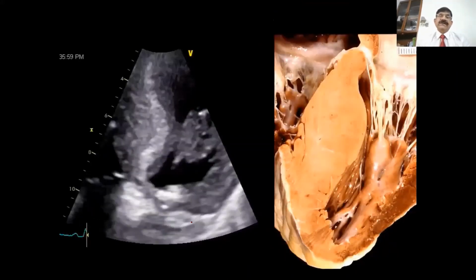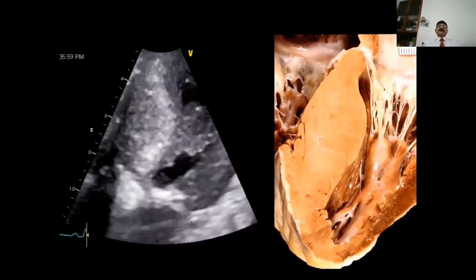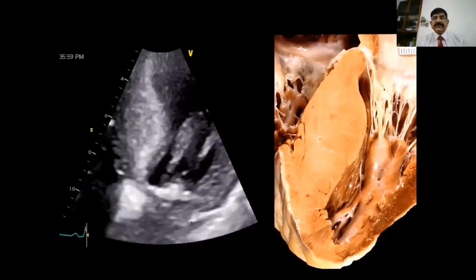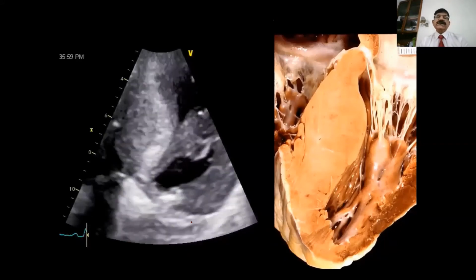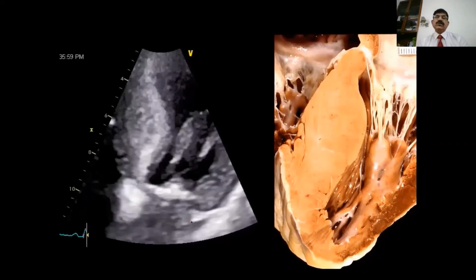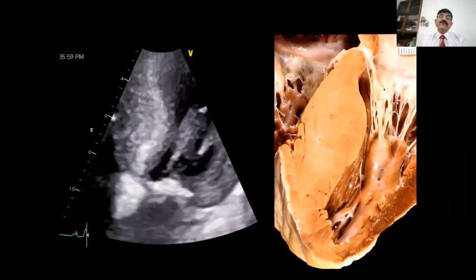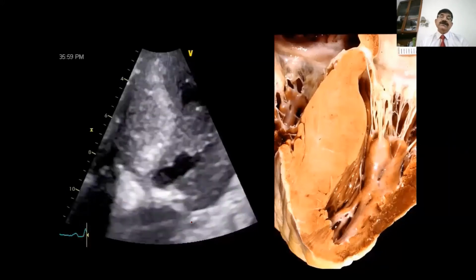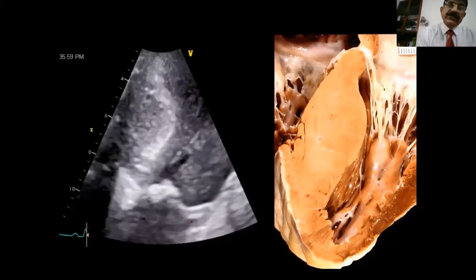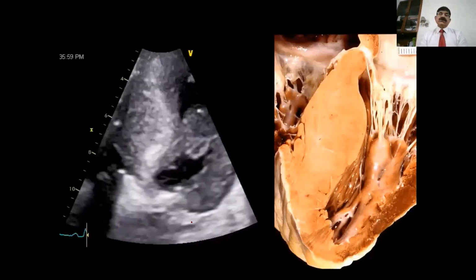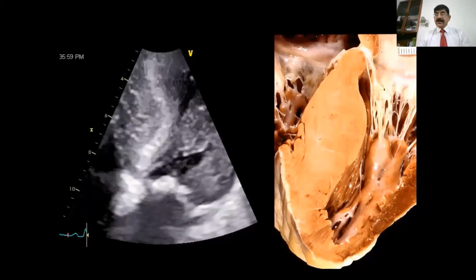This is a reverse curvature. Reverse curvature means the curvature of the septum is facing the left ventricle. This is 80% genotype positive, as I told you. And here, the other interesting part is that the papillary muscle is hypertrophied and abnormally oriented and is a cause for obstruction in the left ventricular outflow tract.